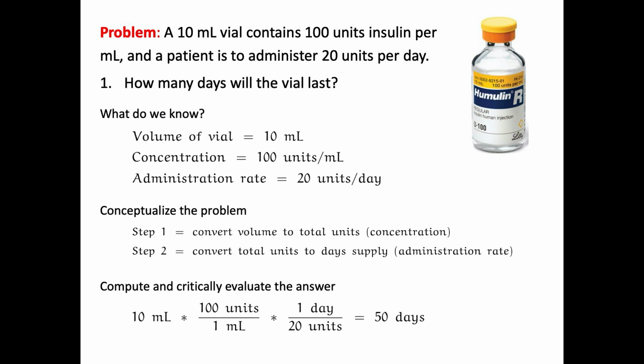So the one thing that we know about days is the administration rate. How do we get to the administration rate to be able to convert the volume to the number of days? Well, I think the best way to approach this would be to use the concentration to first convert the volume that we have in milliliters to a total number of units. When I know the number of units, then I can use the administration rate to convert from units to days. So hopefully you can kind of see that progression.